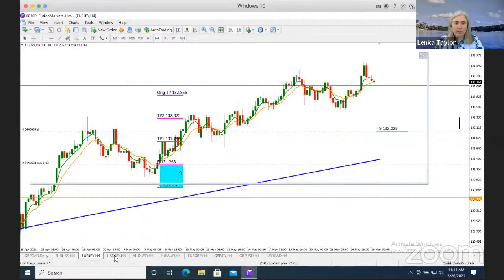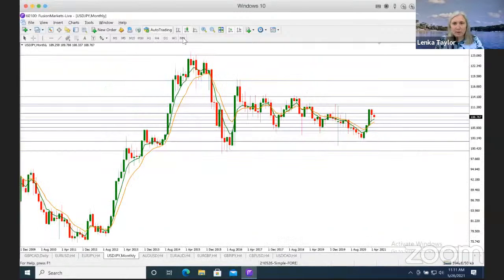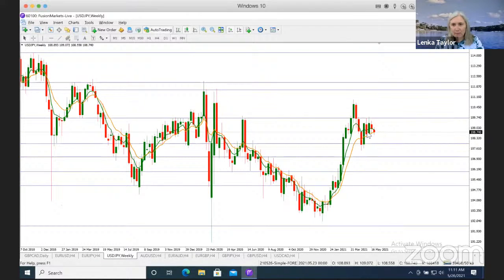Next currency pair I'm going to have a look at is USD JPY. So with this one, I'm still looking for a long up to this area here. In terms of the weekly, we've got that compression going sideways. A bit of indecision, but I would still look for a long for this area here.